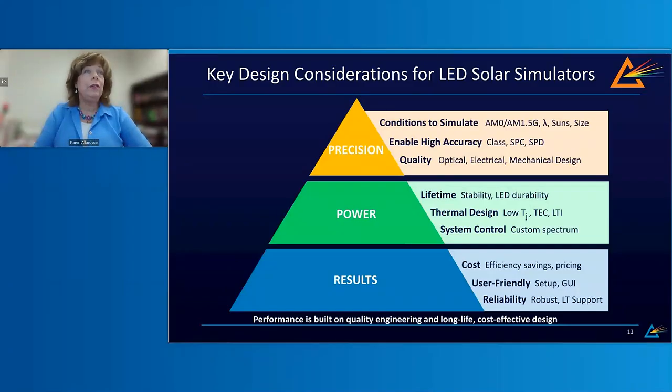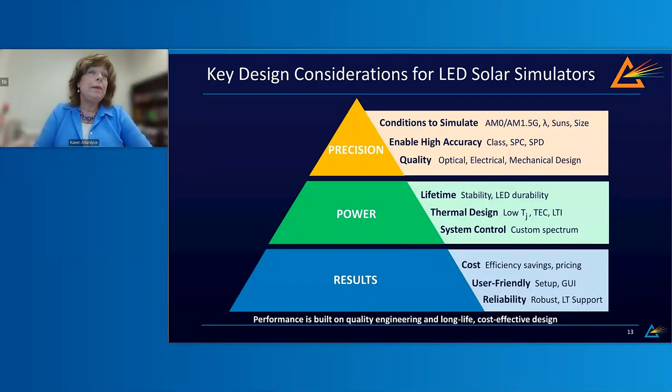If you're looking to buy a solar simulator, what should you look for in both a company and in the simulator itself? So it begins with understanding the test conditions you must simulate. Do you want AM0 or AM 1.5G? So space or terrestrial. The number of suns that you need, the wavelength range, and the size. So achieving high accuracy depends upon the performance metrics we discussed, as well as engineering across multiple disciplines: optical, electrical, mechanical design.